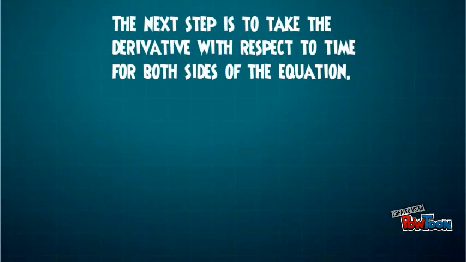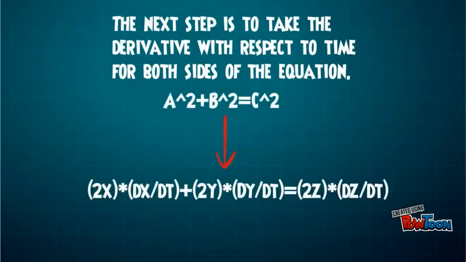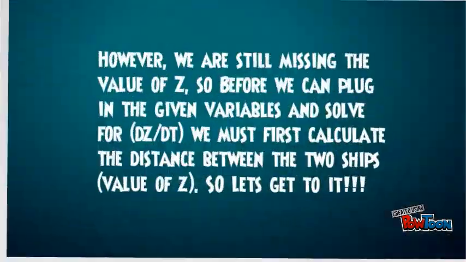The next step is to take the derivative with respect to time for both sides of the equation. So a squared plus b squared equals c squared is going to turn into 2x dx/dt plus 2y dy/dt equals 2z dz/dt.